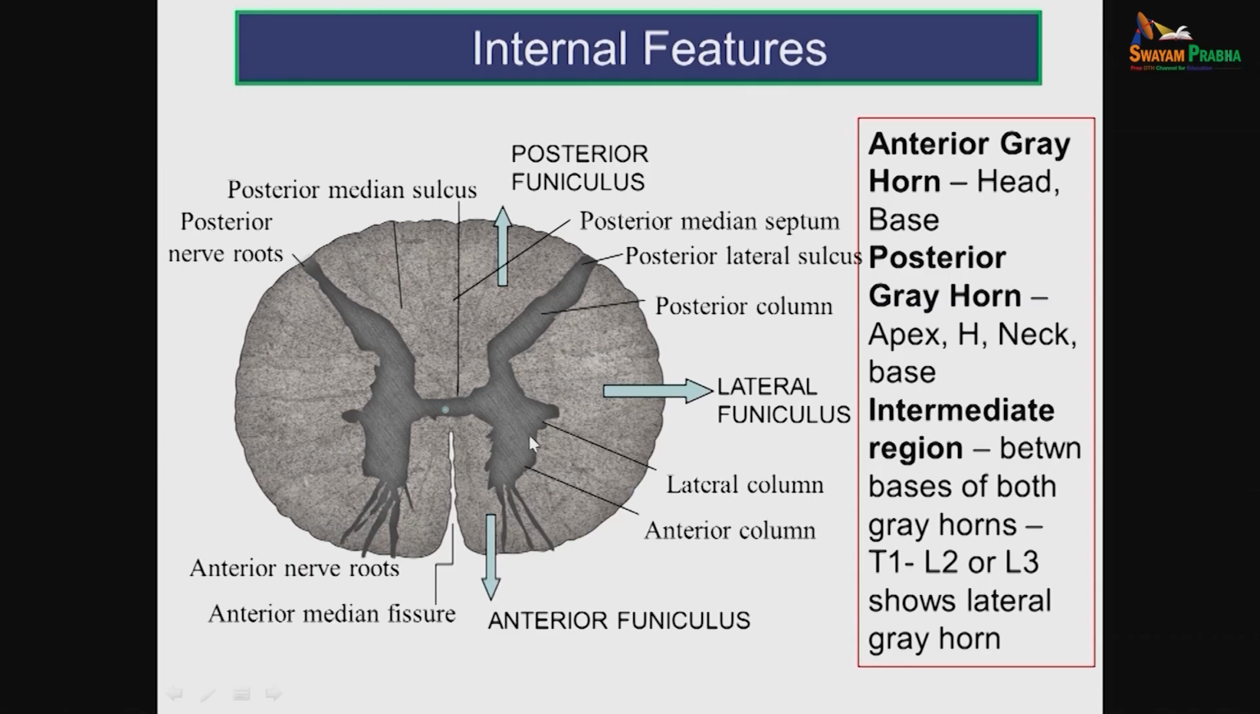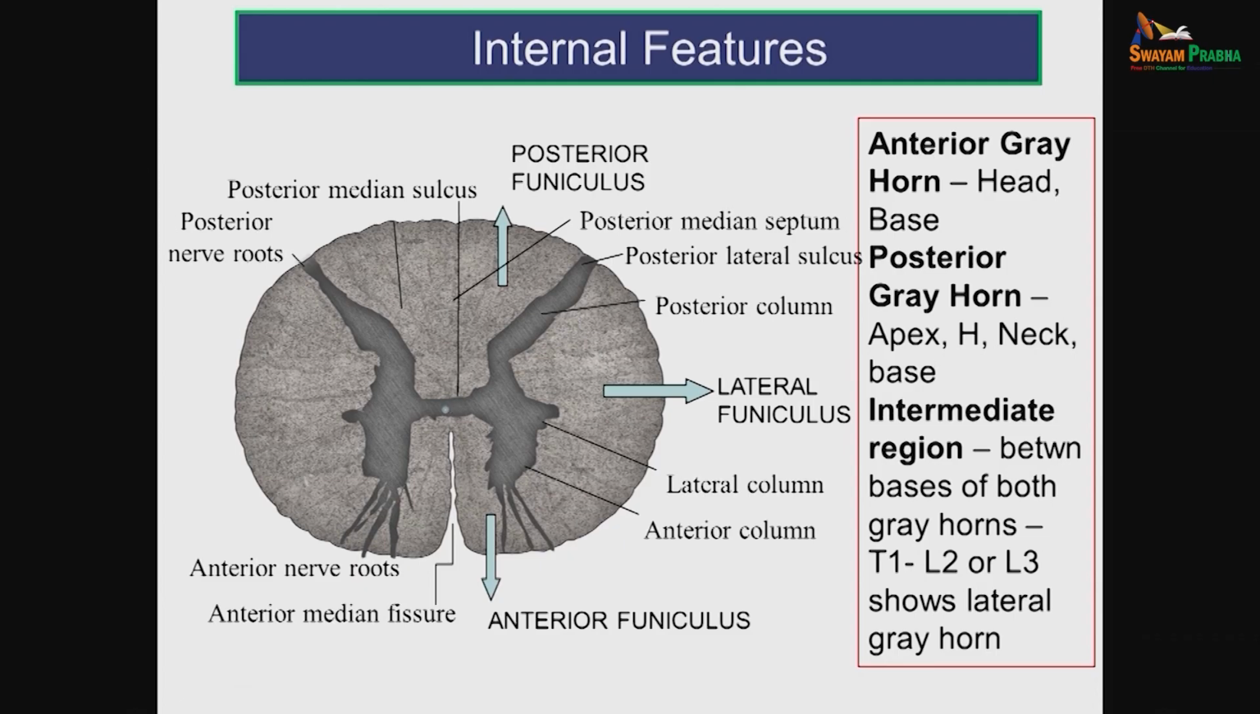So these are the grey horns which are connected by a grey commissure. You can see that this is the grey commissure. It connects identical areas of right and left grey matter. Now the central canal: it is ventral in position in the cervical and thoracic segments of the spinal cord. It is central in position in the grey commissure in the lumbar segments of the cord. It moves to a dorsal position in the sacral segments of the cord.